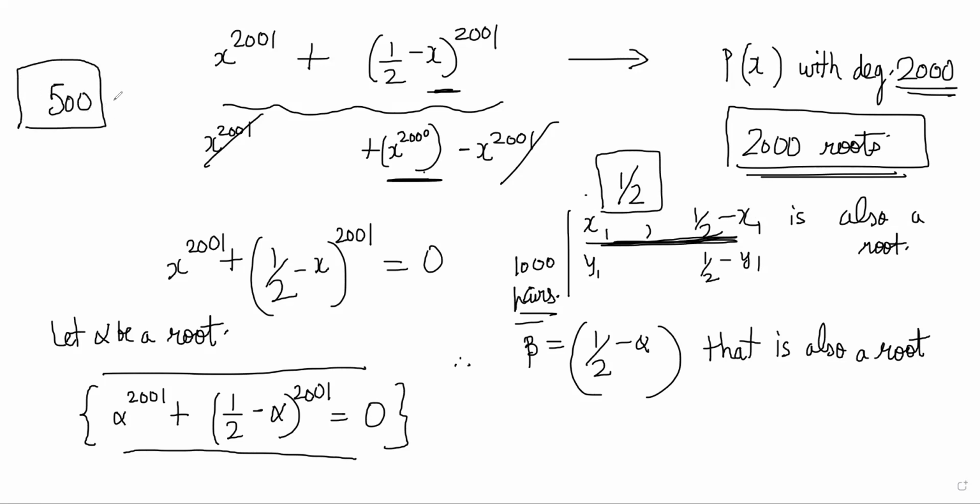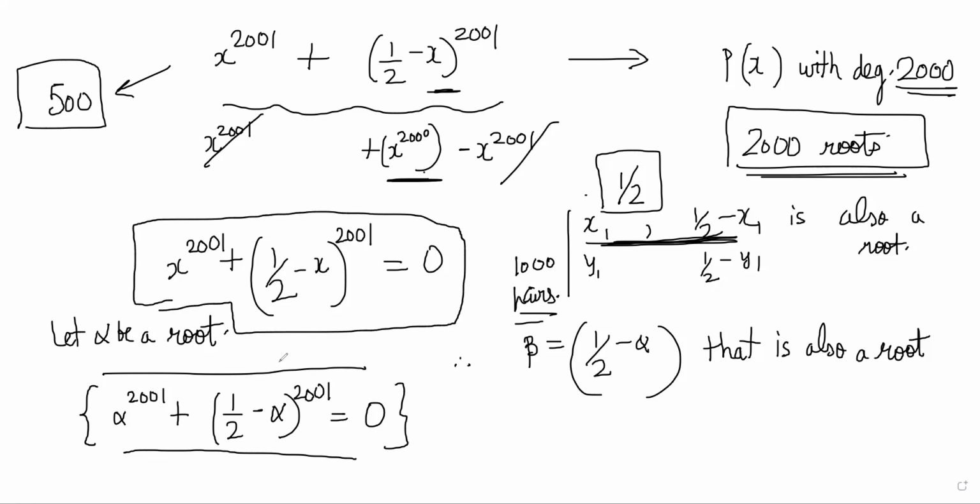This is without binomial theorem. Obviously, it's a little tricky because you have to realize that if x is a root, half minus x is also a root. From the equation only it comes. And you also have to realize that the total number of roots here is not 2001, it is actually 2000. Correct? Yes, sir. Okay.